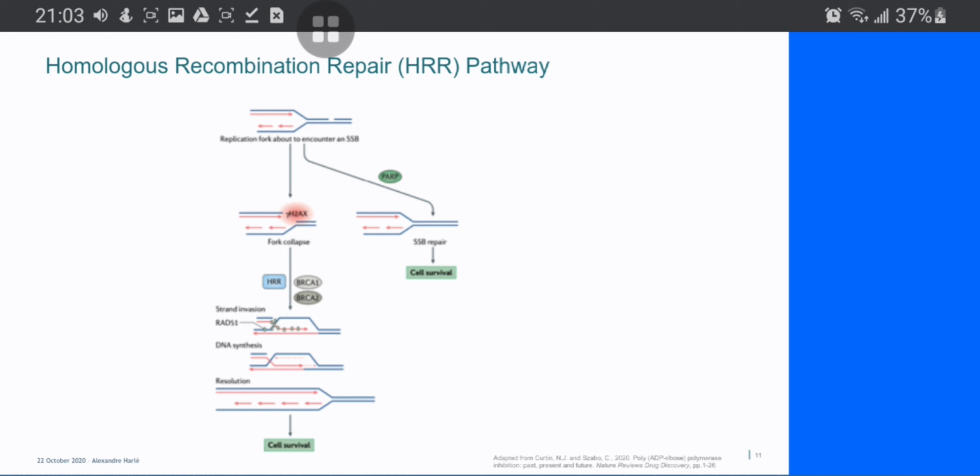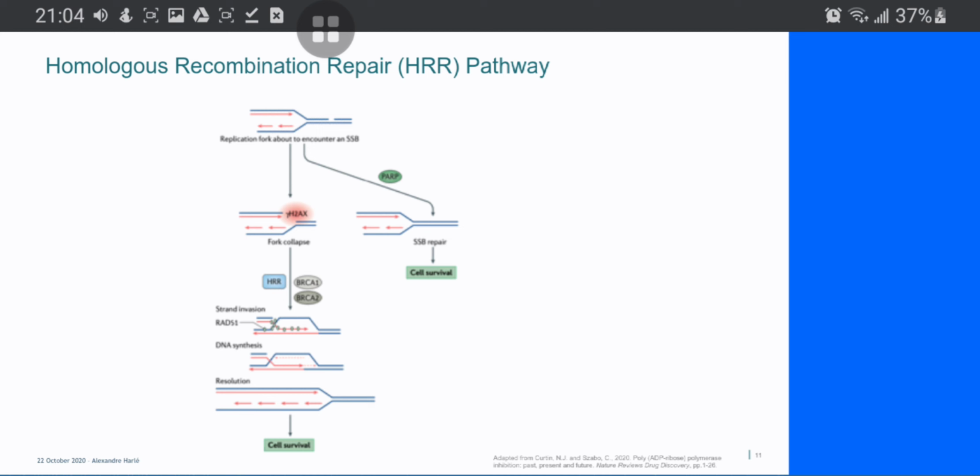On the other hand, you have this PARP system, this other repair system that is also able to fix the alteration on the DNA break. But this system is less accurate and is using PARP enzymes. And even if this system is used, the cell is still surviving.